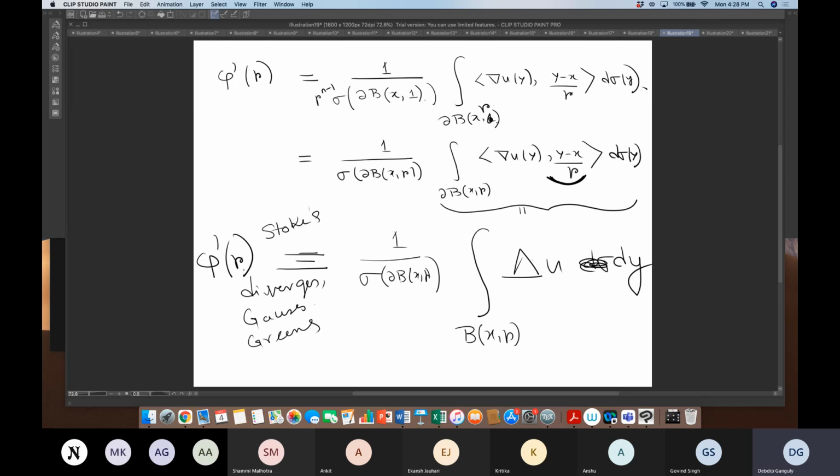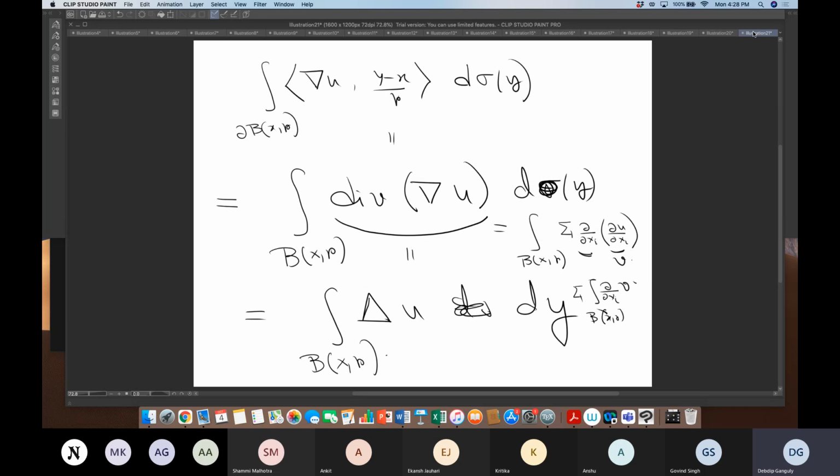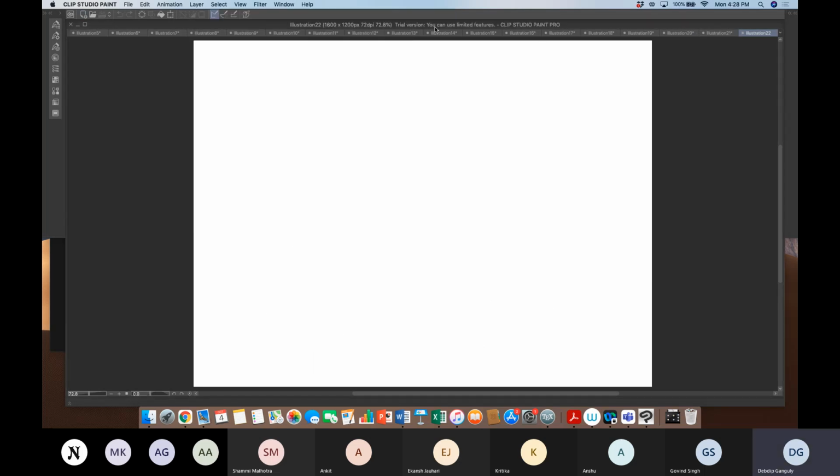So we have this. This is a beautiful application of Stokes. I used to call it the divergence theorem, or you call it Gauss theorem, or Green's theorem. But the main thing is this is just integration by parts. Now what is the Laplacian of u? It is 0, because u is given to be a harmonic function. So what have I obtained? φ prime of r is 0.